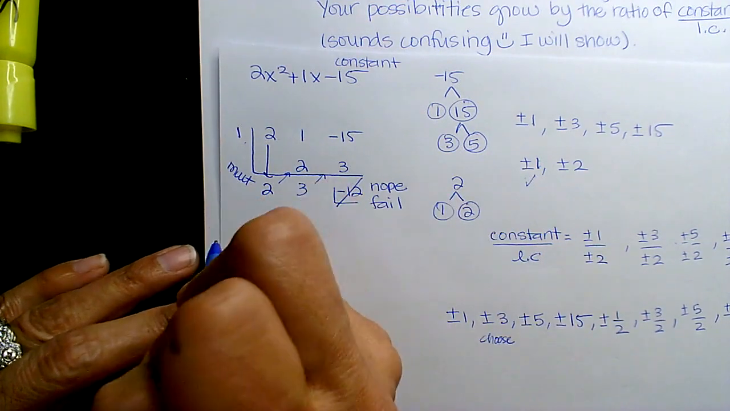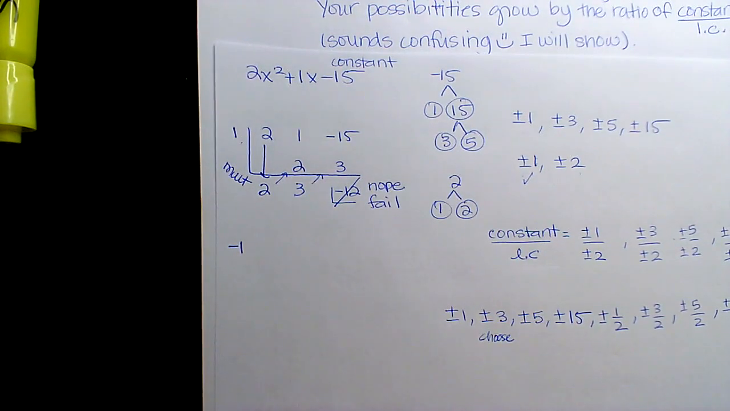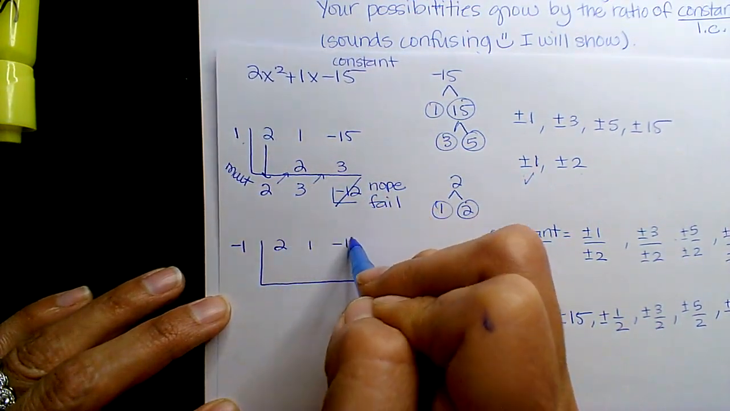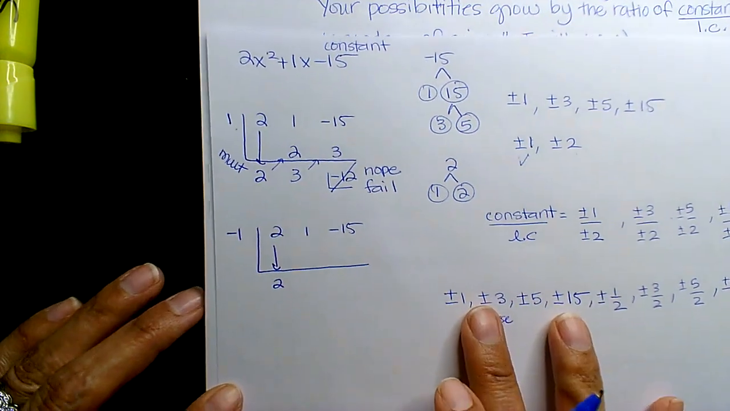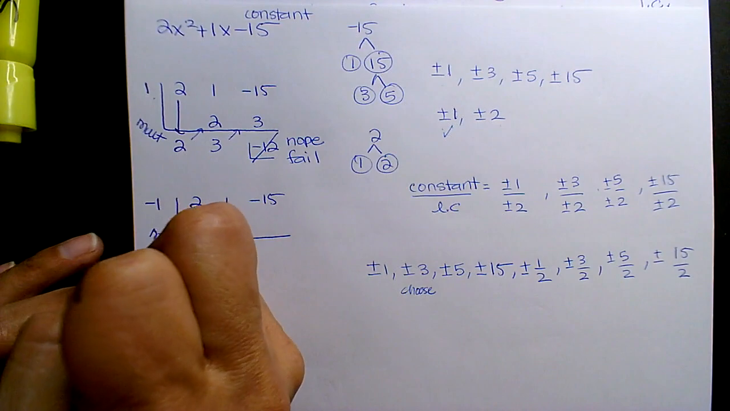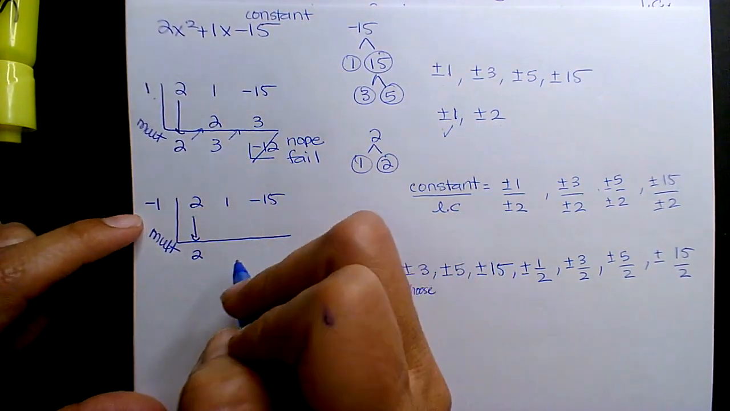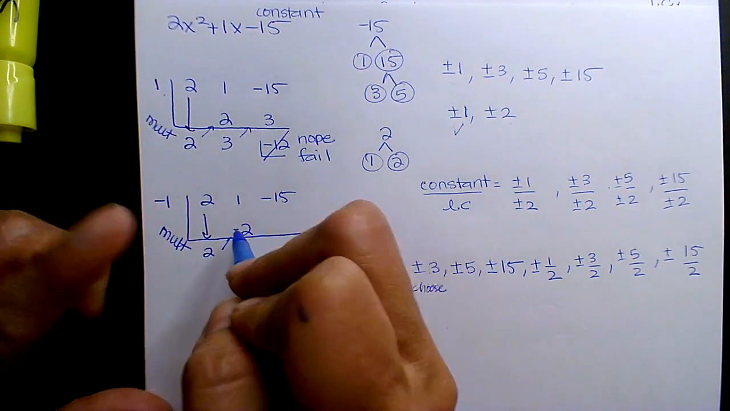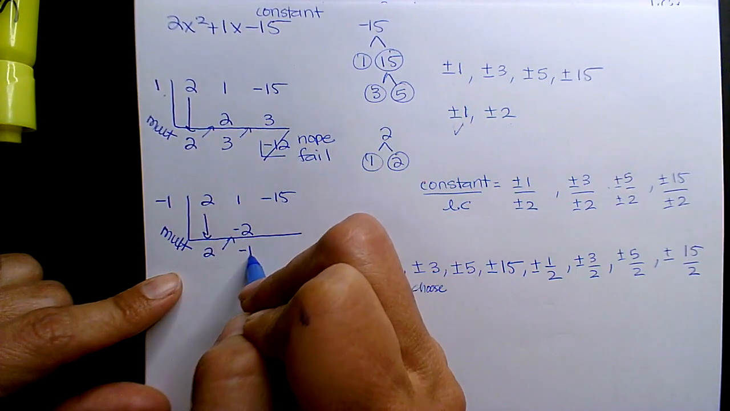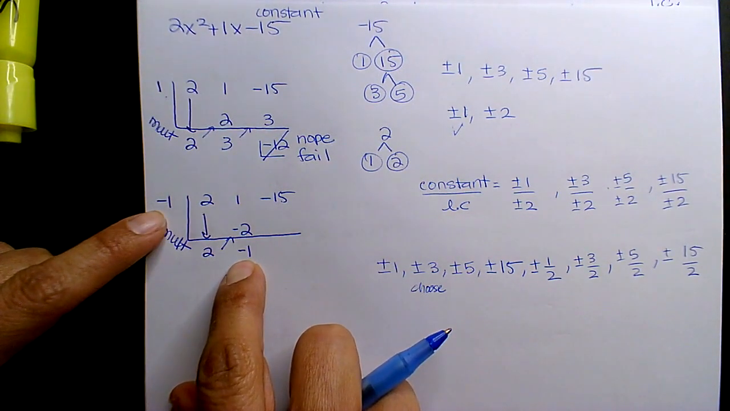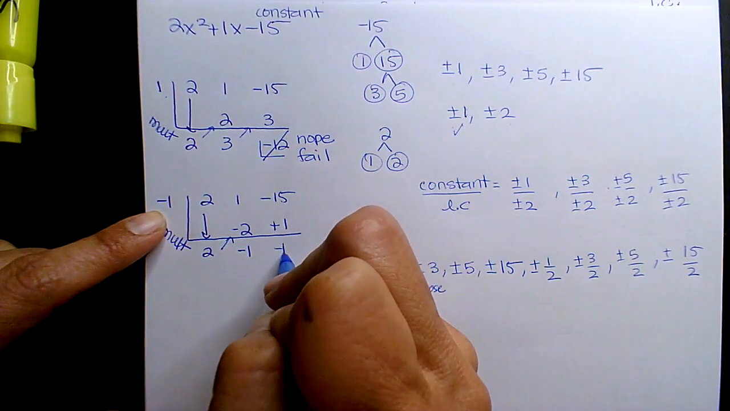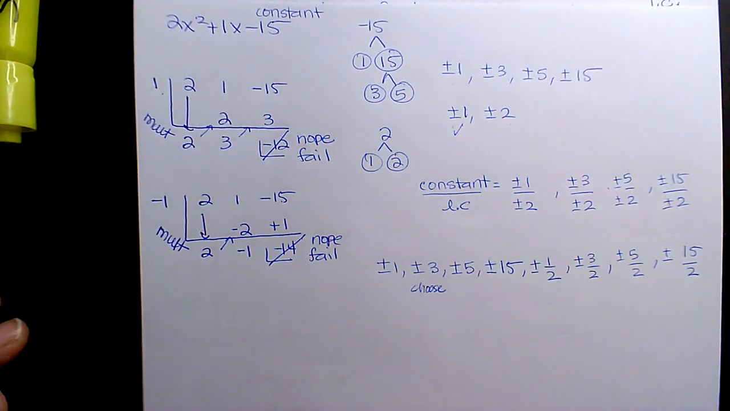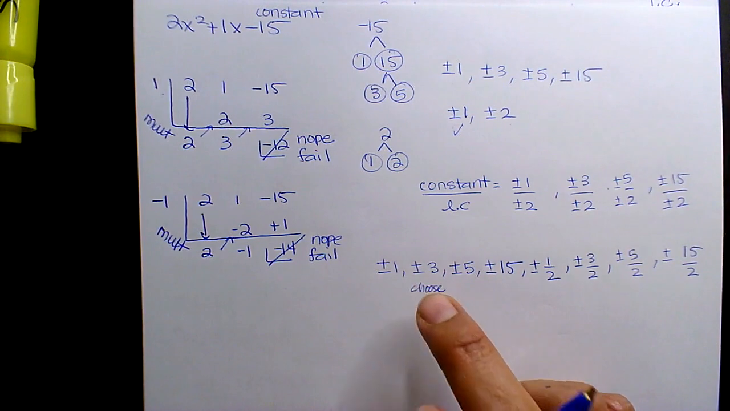Let me do 15, because the numbers are all big, and we'll just do -1. All right, 2, 1, -15. Bring down the 2, you see? Okay, multiply. -1 times 2 is -2. Subtract: 1 minus 2 is -1. -1 times -1, negative times negative is positive, and so you're left with a -14. And again, nope, that's a fail, right? It's not a factor. Okay, so I have a feeling it's either 3 or -3, so let's try that one.